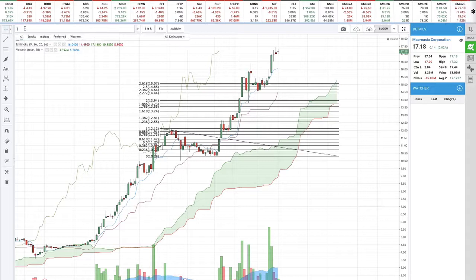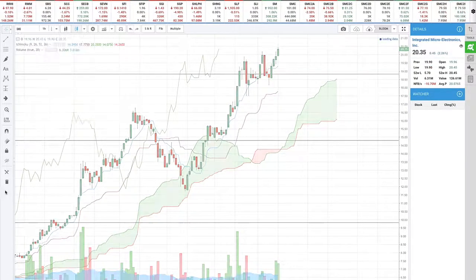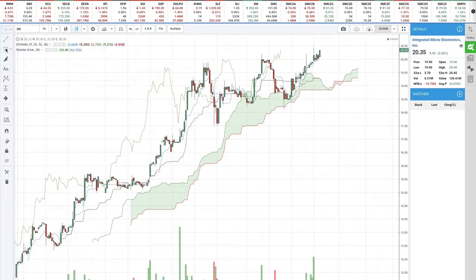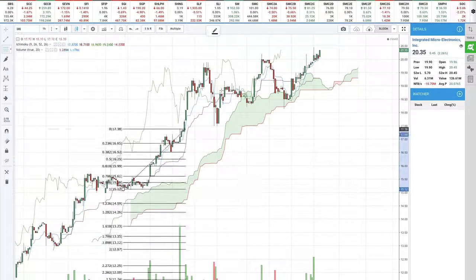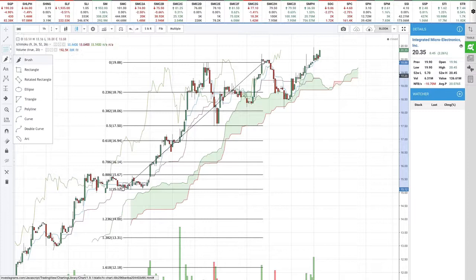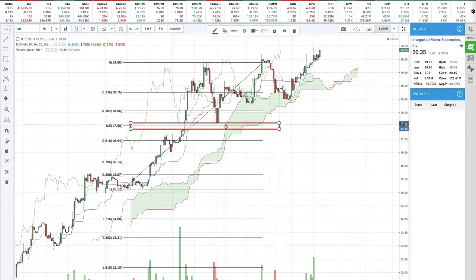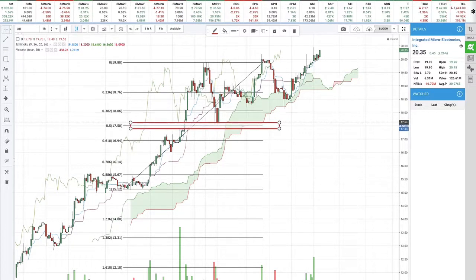So, kunyari magde-day trade ka naman, you use the daily chart then for, use the hourly chart for plotting. So, kunyari, nag-high yung IMI at 1988, then you plot the Fibonacci, you see that this becomes a support area kasi nandyan yung Senkou A mo, tapos nandyan din yung 50% level mo. So, pwede kang sumalo dyan.